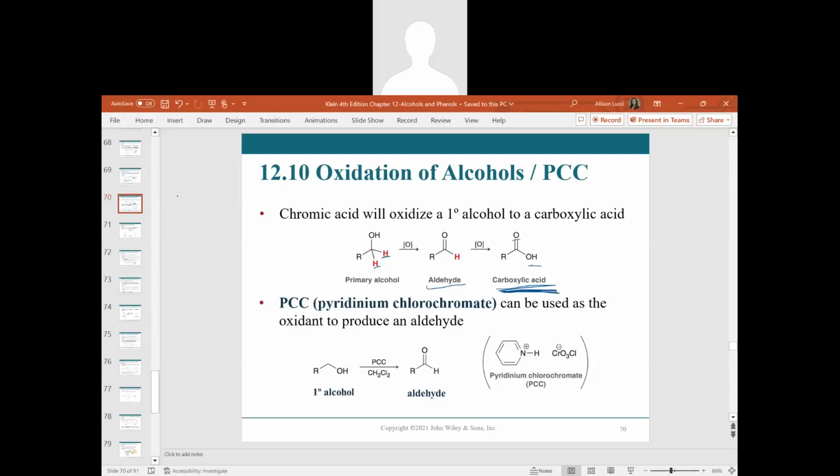If we wanted to stop at an aldehyde, if we only wanted to oxidize our primary alcohol to form an aldehyde and retain that other proton, not form a carboxylic acid, we could use something like PCC, this pyridinium chlorochromate, PCC for short. The structure is shown over here. And this would prevent that second oxidation if we used PCC and dichloromethane, or methylene chloride, as it's also commonly called.